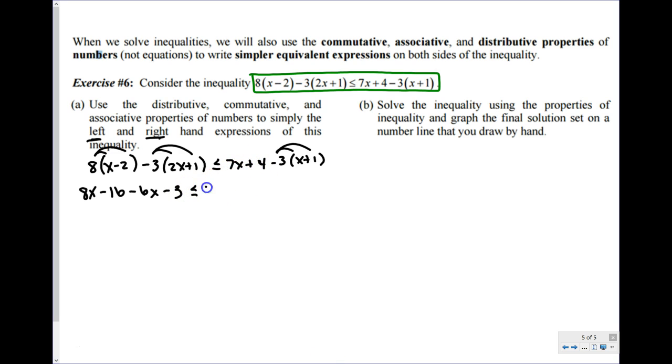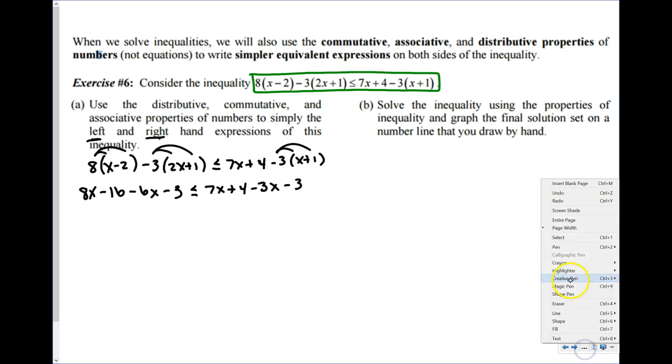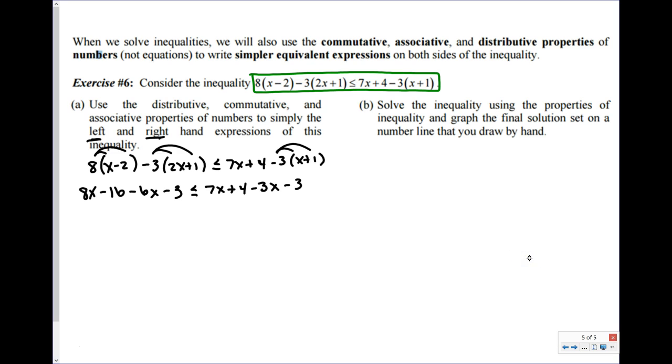I can't do anything with that 7x and that 4, so I'm going to bring it down. Negative 3 times x is negative 3x, and negative 3 times 1 is negative 3. So that's my distribution property. Now I have to start combining like terms. Be very careful here. You don't need to start doing the sides yet. We're just working on like terms right now.